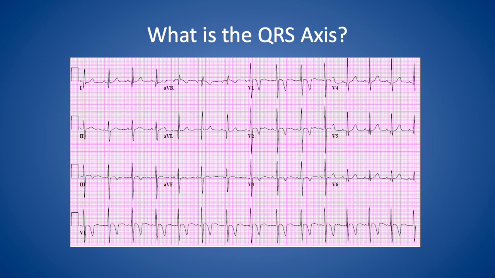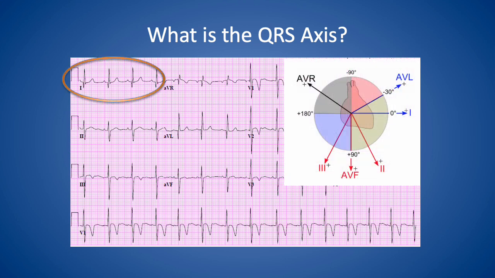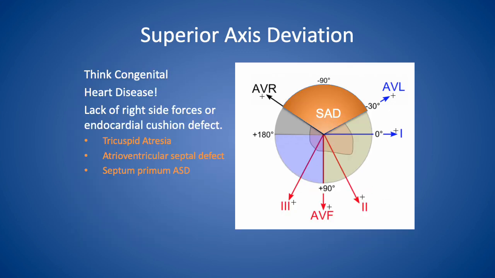What about this QRS? Here in lead 1, it's positive, so generally it would be in this hemisphere of the wheel. And then in AVF, it's pretty isoelectric, but somewhat negative as well. And so in this case, what we see is more of a left axis deviation or a superior axis deviation. And typically, superior axis deviation is an abnormal finding in neonates. Think congenital heart disease here.